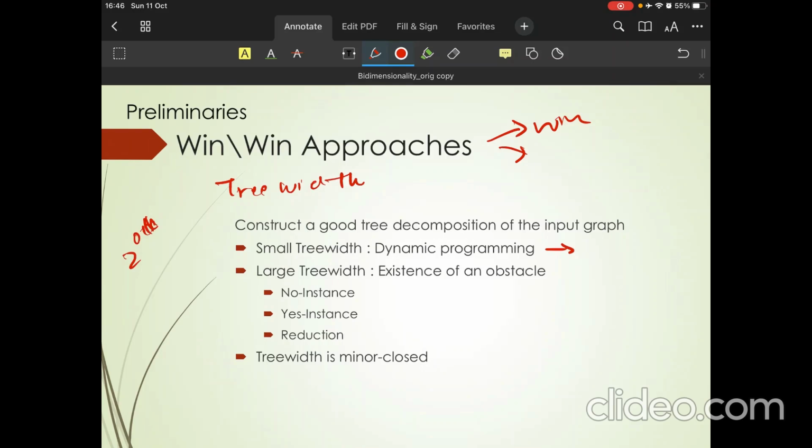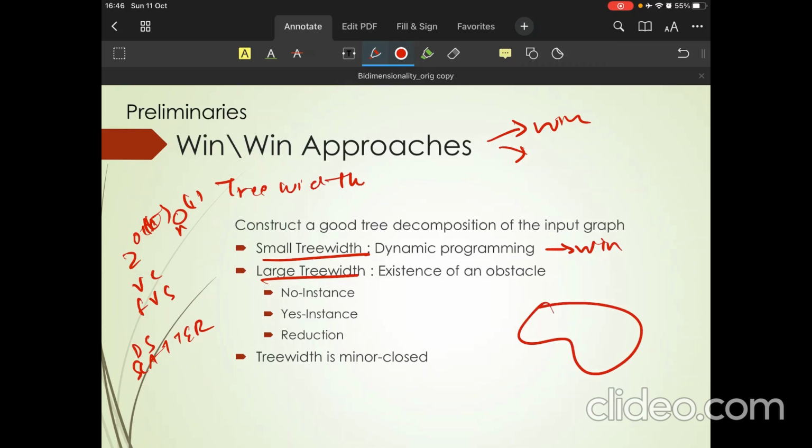Like vertex cover, we can solve it in 2^O(t) n^O(1), and feedback vertex set similarly we can solve. Dominating set we can solve in the same complexity using dynamic programming. Also we can solve scattered set using a similar DP on tree width. Smaller tree width is a win, and a larger tree width is also a win.